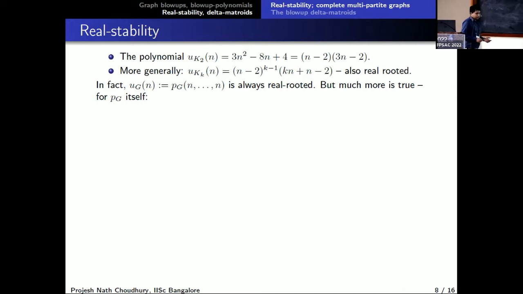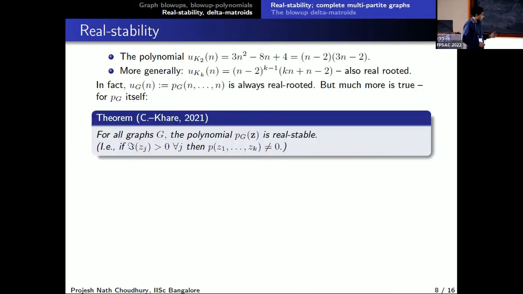So this is for K2, but I can also blow up the complete graph on K vertices. If you take the univariate polynomial UKK, then again you get a real rooted polynomial. Now the question is, is it real rooted for every graph? And the answer is yes, but far more is true. Real rootedness is one variable manifestation of a more powerful and general notion called real stable polynomials. Recall that a multivariate polynomial with real coefficients and complex arguments is called real stable if it is non-vanishing in the upper half plane. And the blow-up polynomial PG is real stable for every graph G.